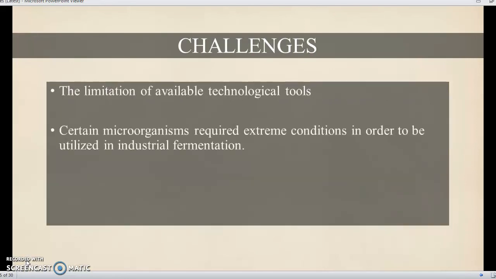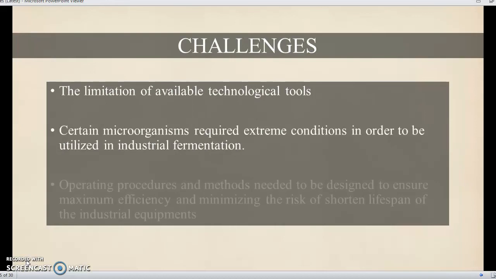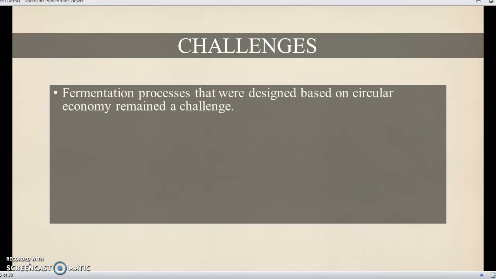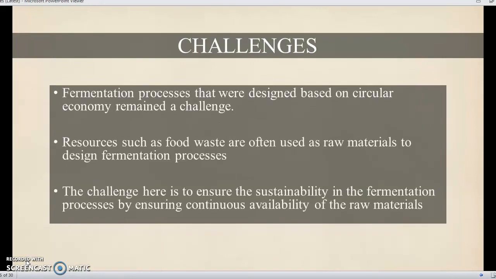The second challenge is the limitation of available technological tools. For example, certain microorganisms require extreme conditions in order to be utilized in industrial fermentation. Thus, the correct operating procedure needs to be employed in order to ensure maximum efficiency while at the same time minimizing the cost of maintenance. The third challenge is that there is a need to ensure the continuous availability of raw materials for the fermentation process.